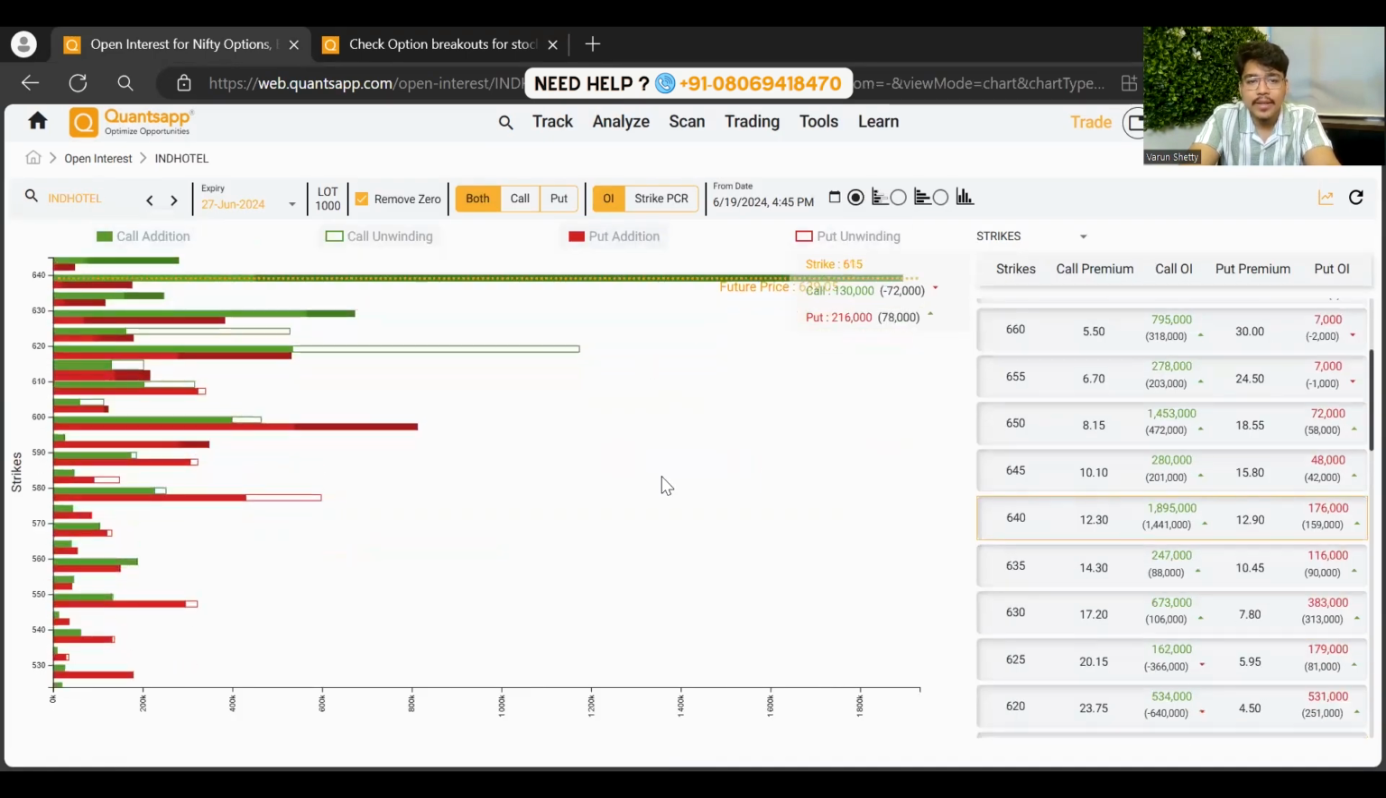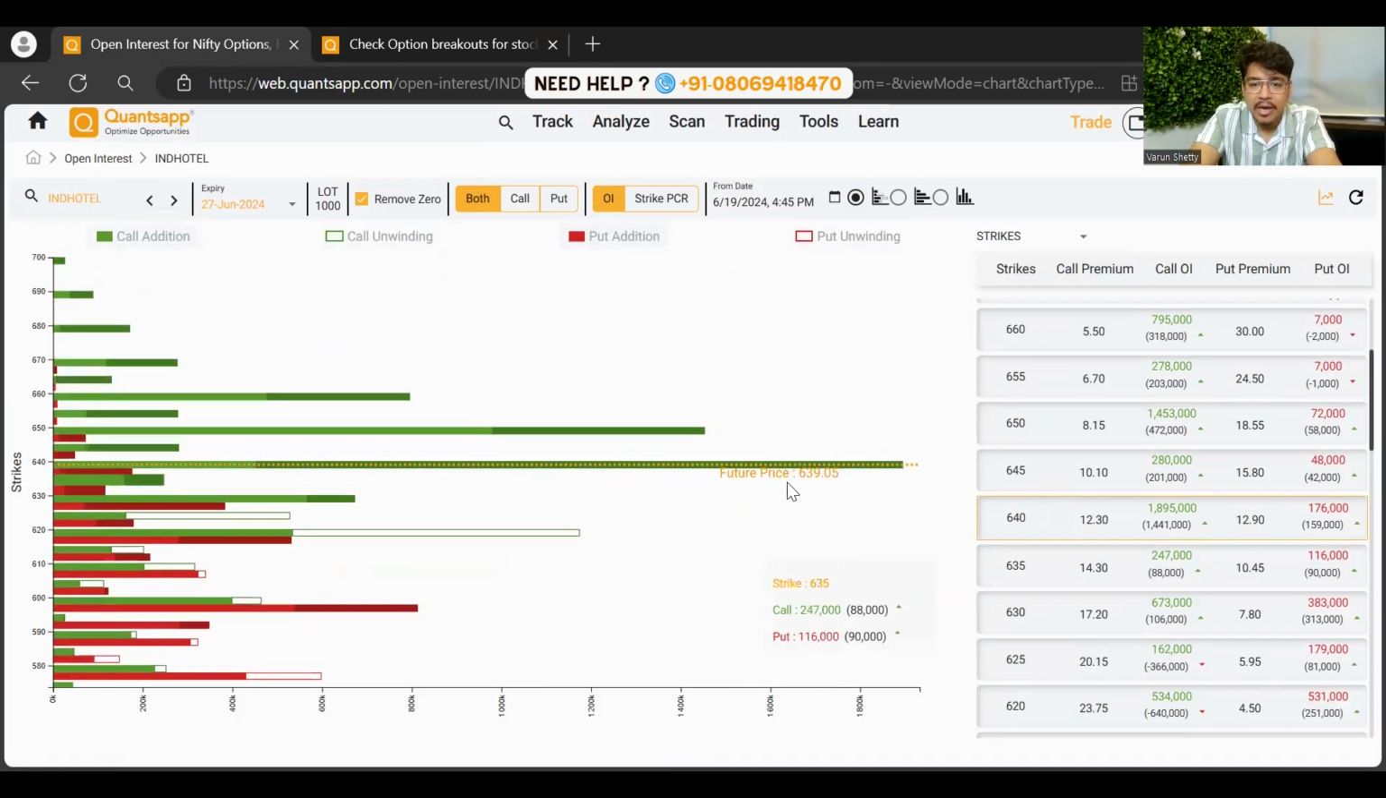Now you can see that the biggest green bar or the resistance is at 640. The future price is at 639. So that means this is about to experience a breakout. So if the breakout was sustainable, then you would see unwinding on the heaviest call. But instead you see addition, massive addition at the strike of 640. This means that call sellers are pretty much confident that this breakout will not sustain and India Hotel price will fall.